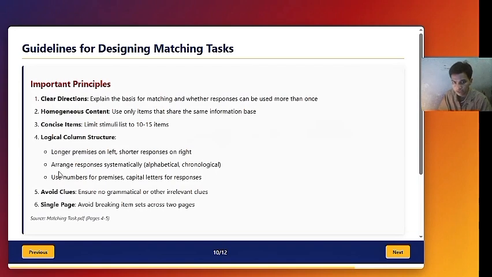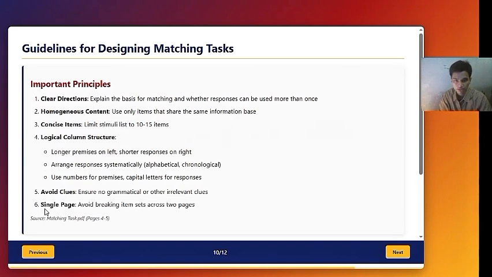Then arrange responses systematically, so alphabetically or chronologically, and use numbers for premises and capital letters, uppercase, for the responses. So the stimuli or the questions use numbers, while the answers use alphabetical order A, B, C, D. And then make sure you avoid clues, ensure no grammatical clues. This is also connected to homogeneous content, because if you don't use the same information, they could actually tell the differences. So that gives it away.